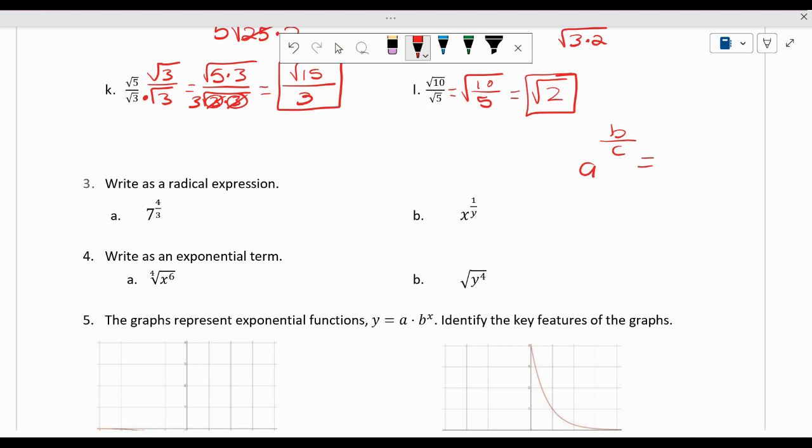Some students memorize it as rules. So I start by reading a to the b power with a radical with a root of c. Some students memorize it as the top number becomes the exponent on the inside, the bottom number becomes the index, the root on the outside. So 7 to the 4/3 power. That's 7 to the 4th power with a radical of 3.